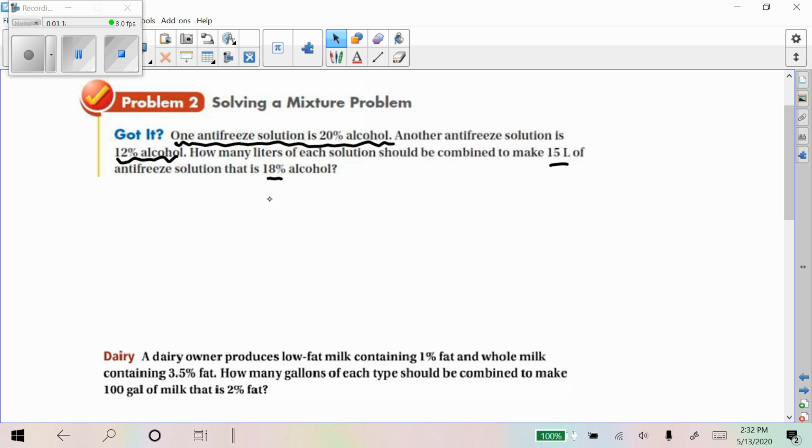Now, some of that can be kind of confusing, so let's make it a little bit simpler. First of all, let's just add up our solution. Let's say that X represents how much of the 20% we're going to use, and Y represents how much of the 12% we're going to use. Then if I add X plus Y together, that will equal 15. That one's pretty simple.